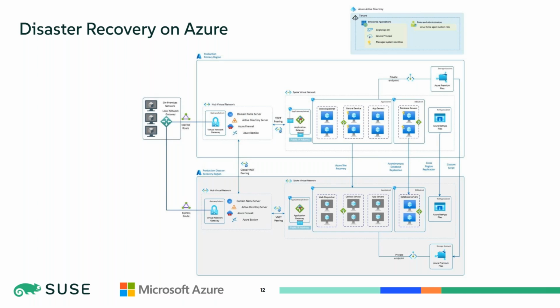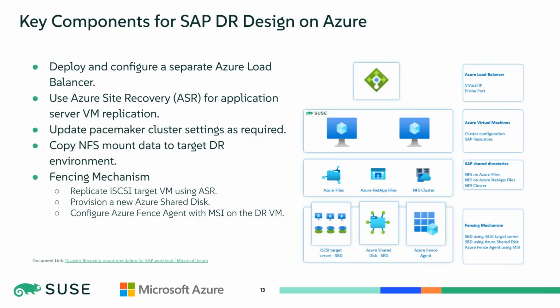So if we look into a typical SAP workload, which basically uses some application gateway, web dispatcher, central service, application server, database layer, and then there are storage components like Azure Premium Files, Azure NetApp Files. So when we design disaster recovery of an SAP workload on Azure, we have to make sure that all these components are available on the DR side as well, to make sure that the application gets started smoothly without any issues. So let's look into the key components when designing a DR for your SAP workload on Azure.